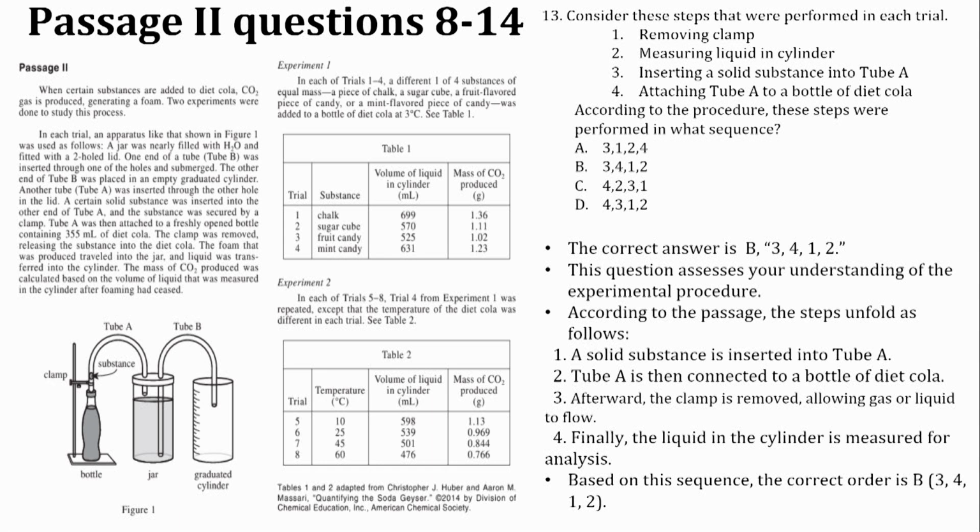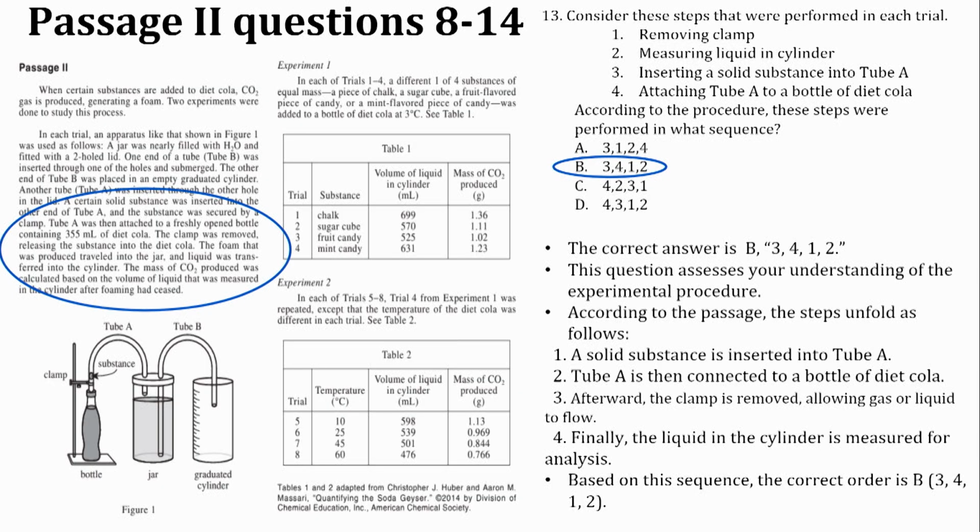This question assesses your understanding of the experimental procedure. According to the passage, the steps unfold as follows. First, a solid substance is inserted into tube A. Tube A is then connected to a bottle of Diet Cola. Afterwards, the clamp is removed, allowing gas or liquid to flow. Finally, the liquid in the cylinder is measured for analysis. So based on this sequence, the correct answer is B.